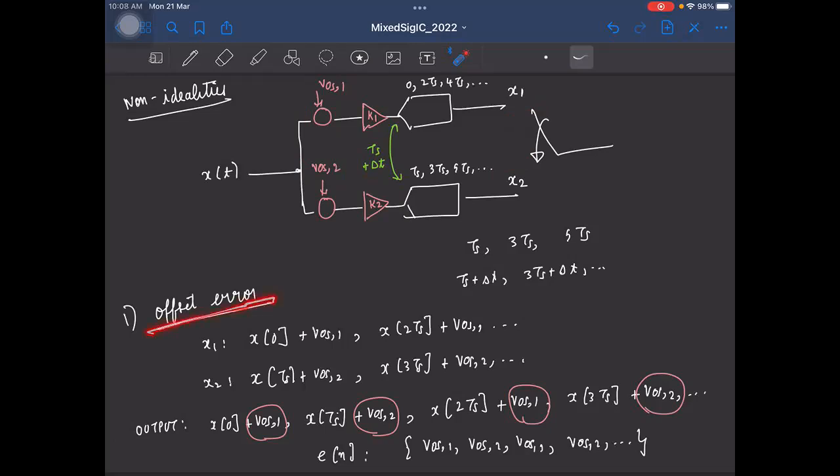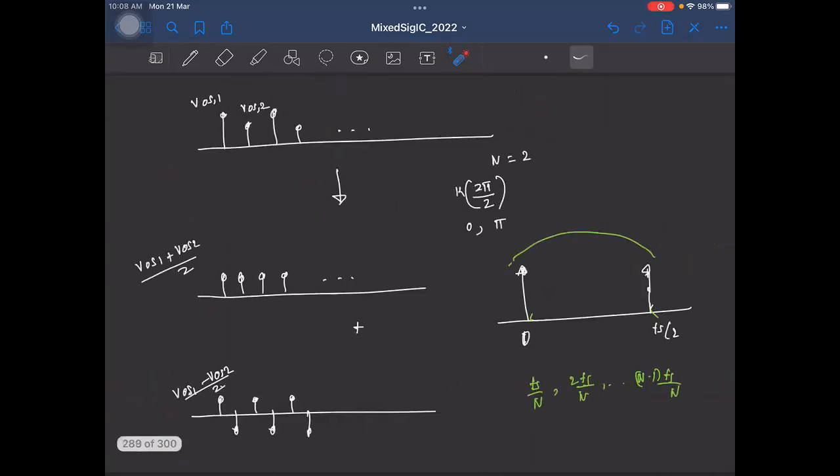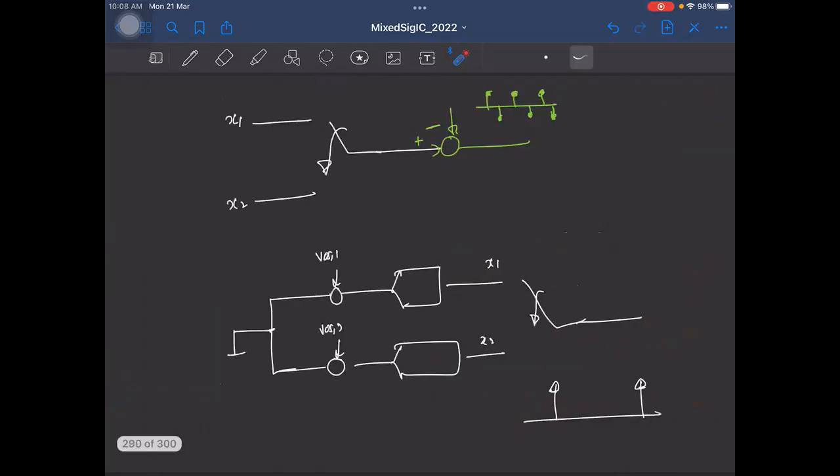So this mismatch in the offset, as you saw for a 2-channel ADC, results in an additional tone at Fs by 2, in addition to a DC tone, right? And if you have an N-channel or N-times interleaved ADC, you will have tones at all these frequencies. And the common practice to correct for them is to use some kind of digital calibration, right? The idea is to look at the output spectrum and add offsets at the output so that the mismatch in the offsets gets corrected.